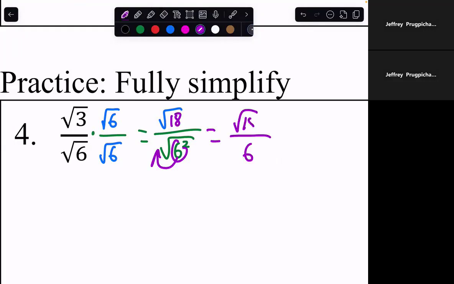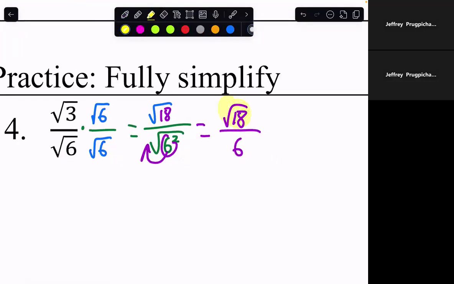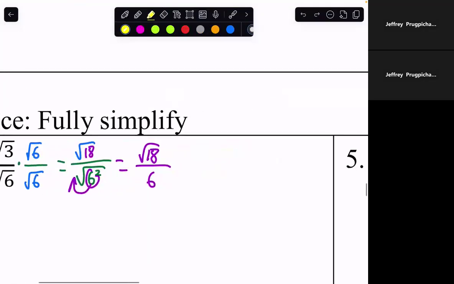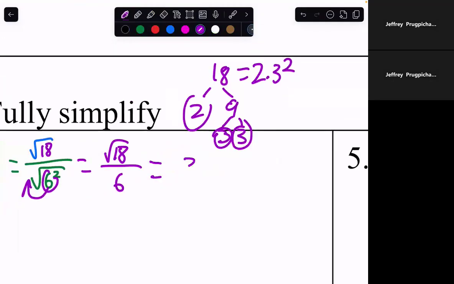Okay, but we don't stop here. We check if this square root can be simplified. And 18 is 2 times 3 squared. So you can take the 3 out.